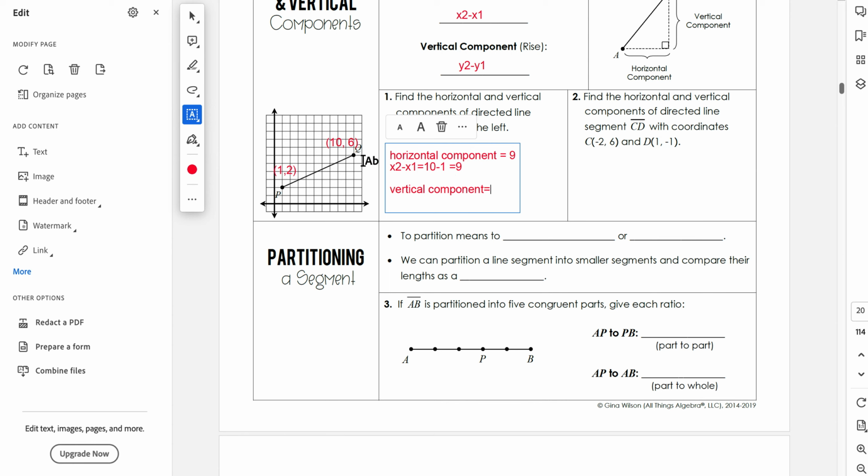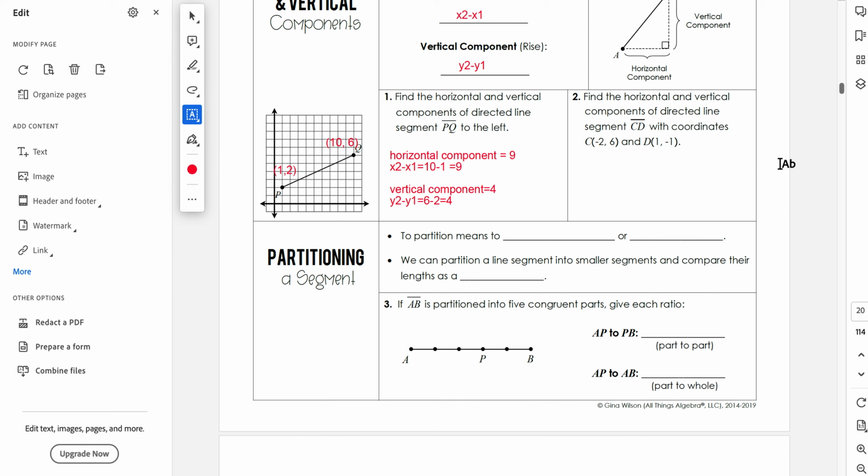And so if we look at the graph, it's going to be 1, 2, 3, 4 squares. So it's 4. And then we can also do y sub 2 minus y sub 1. So we know y sub 2 is 6 minus y sub 1, which is 2, and that gives us 4.